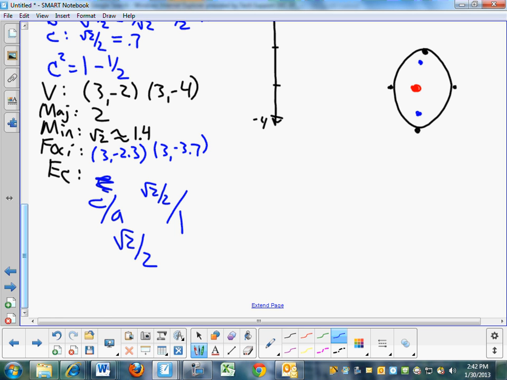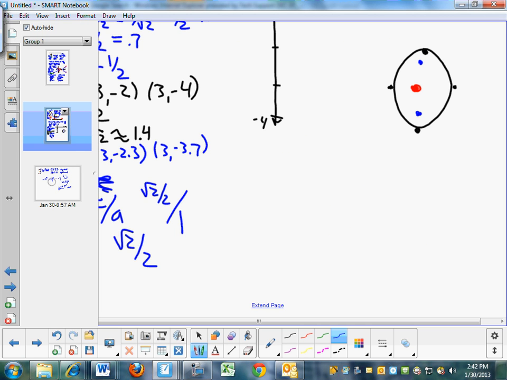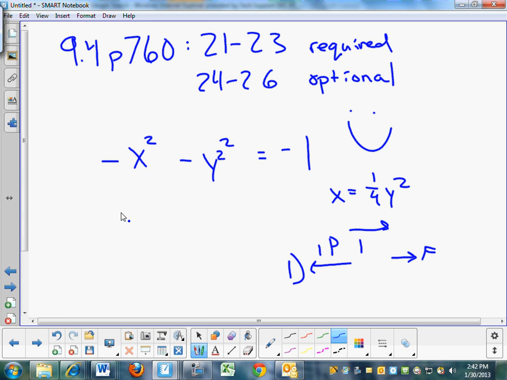Now, I'll pop up your assignment, and then there are a couple questions out here, in case you want to talk about this anymore. Now, I will tell you guys that conic sections, that's what we're doing right now. You have to do page 760, 21 through 23. So just 3 problems. Those are required. 24 through 26 are optional if you want more practice.